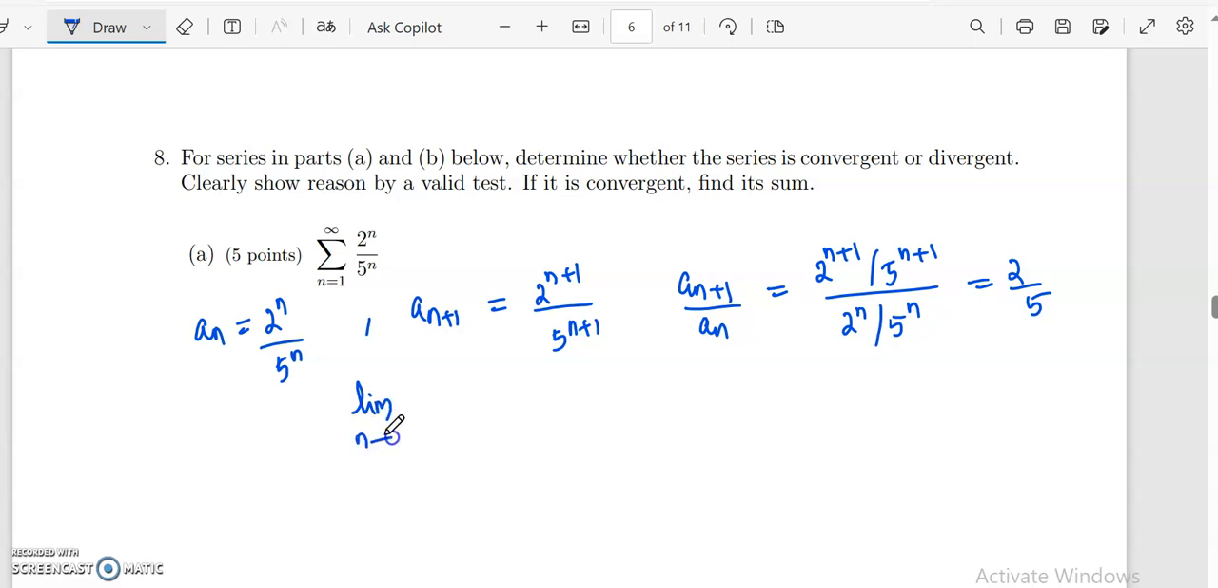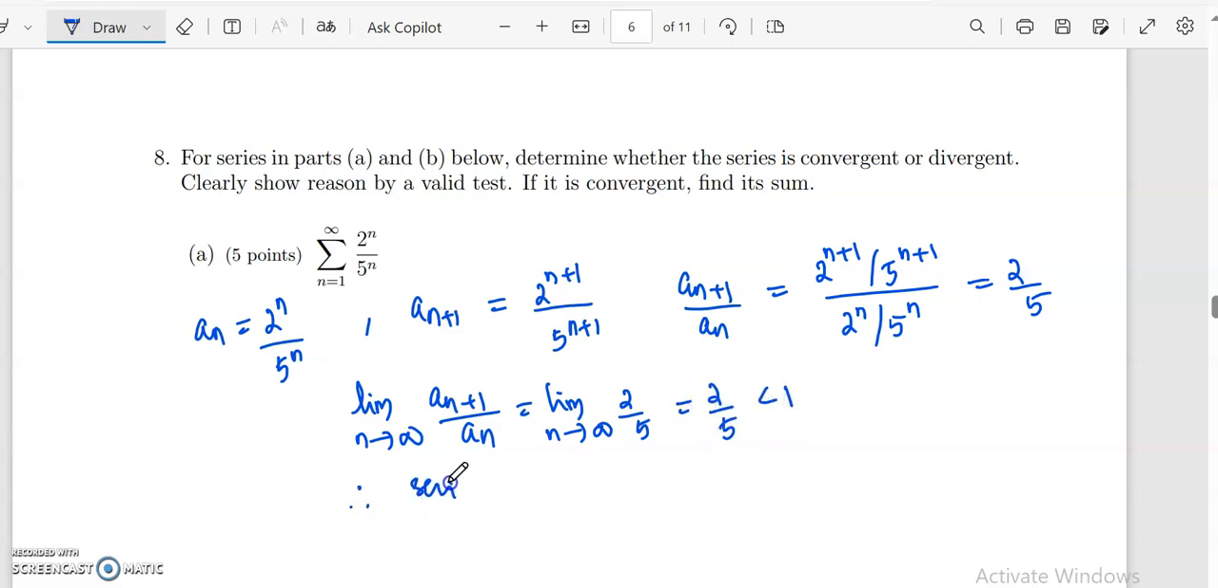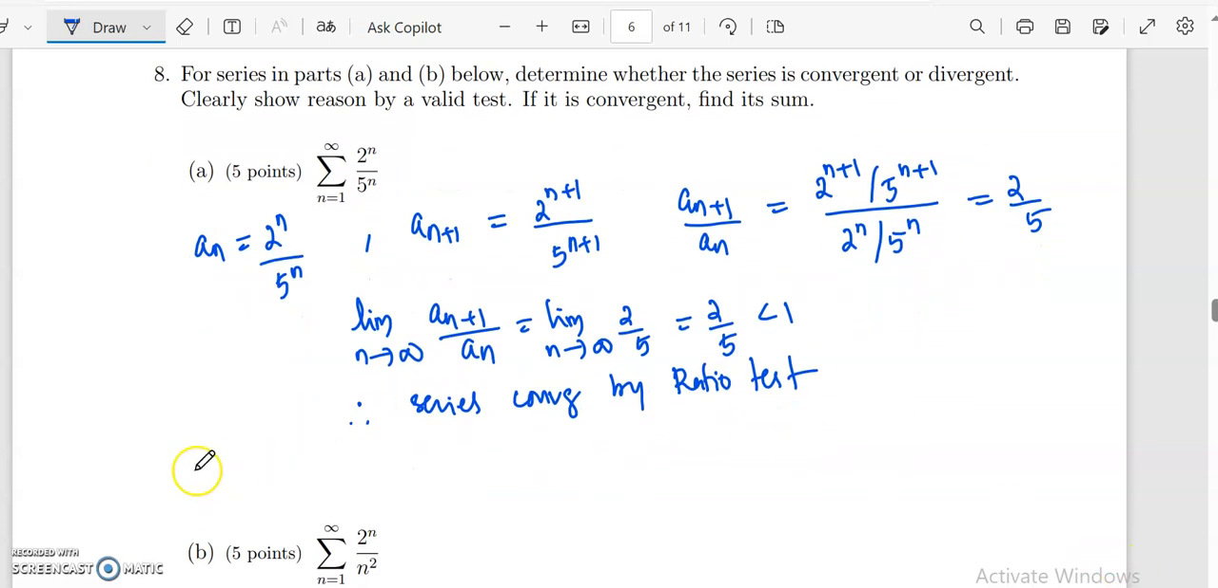So limit n tends to infinity a_(n+1) by a_n will be equal to limit n goes to infinity 2 by 5, which is 2 by 5, which is less than 1. So therefore the series will converge by ratio test, and this is also of the form summation n equal to 1 to infinity x raised to n, or this is actually a geometric series.